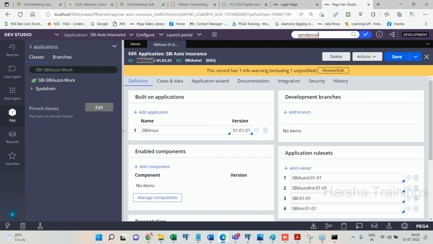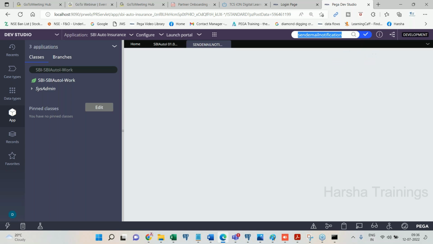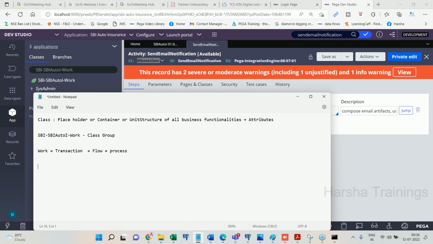Send email notification, right? Why am I always talking about this functionality? By name itself you can understand its purpose. That's why I'm so much bothered about this. Send email notification is a business functionality which is already present inside the Pega platform, and also already present inside a class. What is the class name? @baseClass. I will copy this to Notepad if it is not clear. See, like this there are so many classes already available in Pega. PRPC is an application which contains predefined functionalities in its predefined classes.